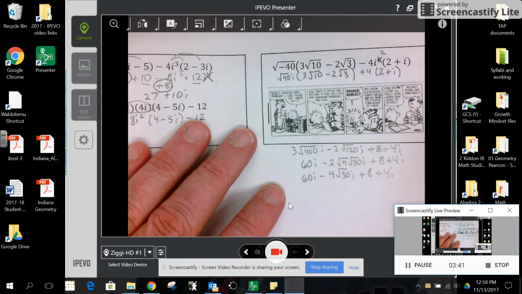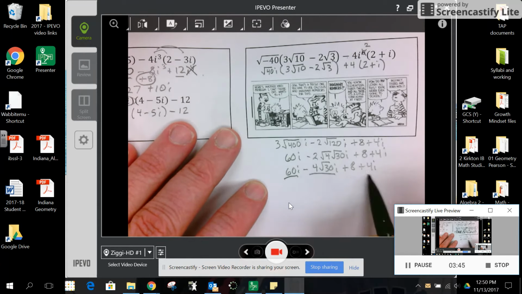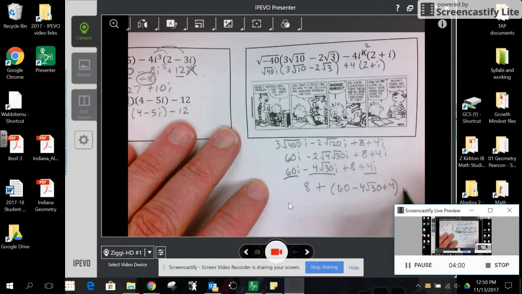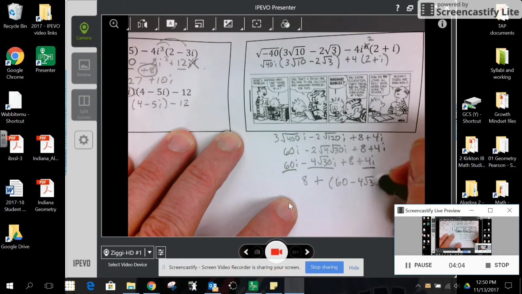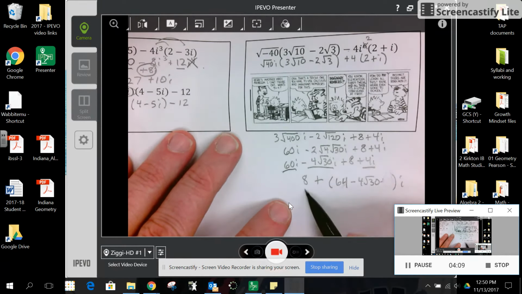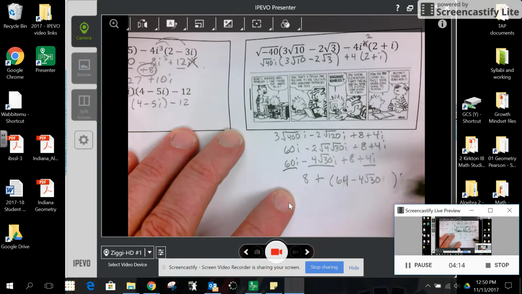So I have everything simplified as much as I can. Put the i's together, because we have to have it in the form of a plus bi. There's our a. So I have 60 minus 4 radical 30 plus 4, all of that times i. So I can just change my 60 to a 64. You can't put it out here with this because it's not plain 64, it's 64i. And that would be your final answer.